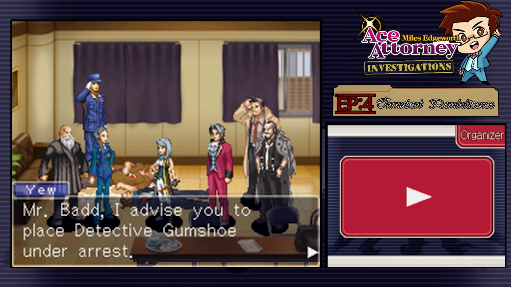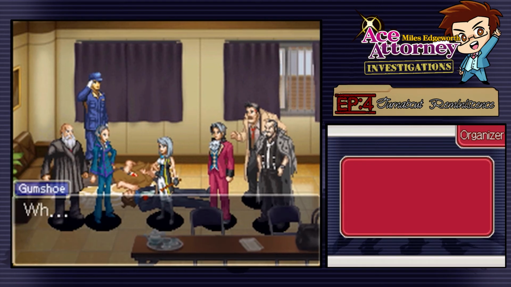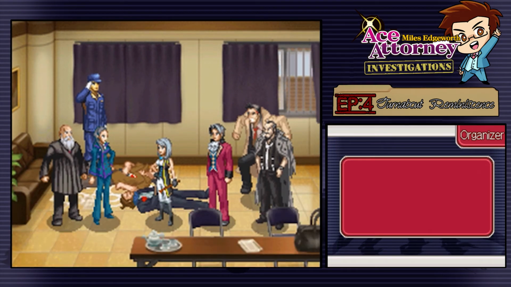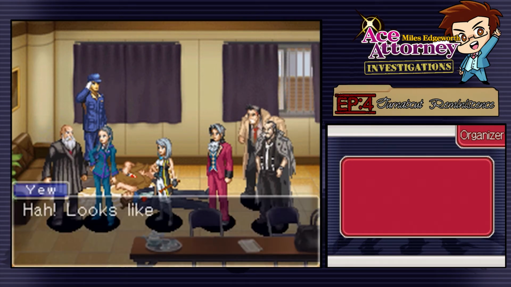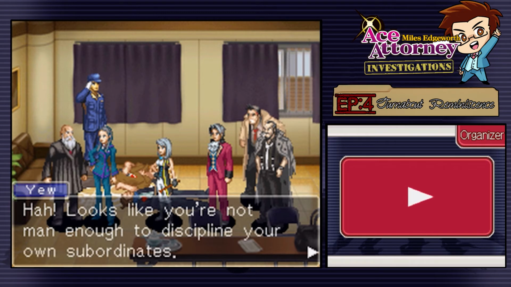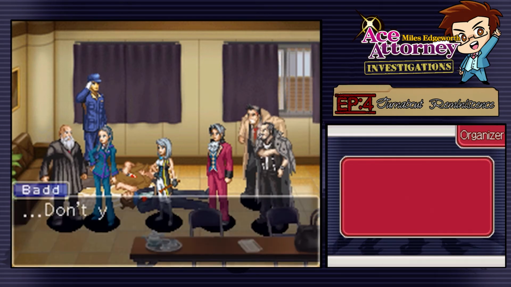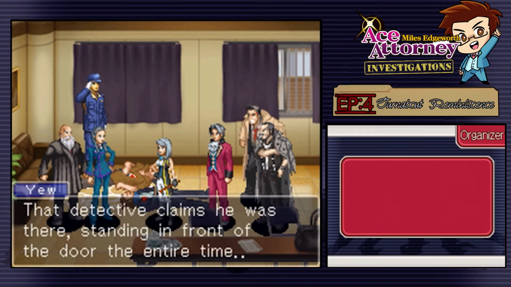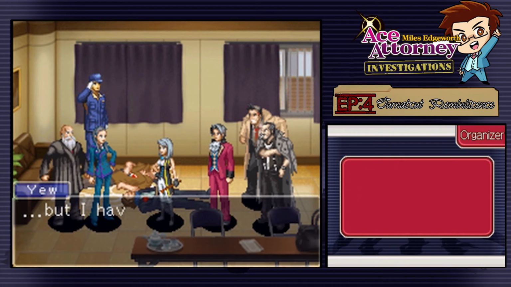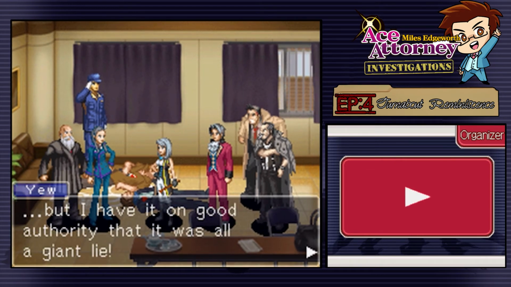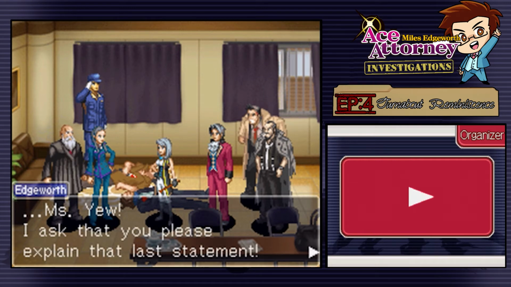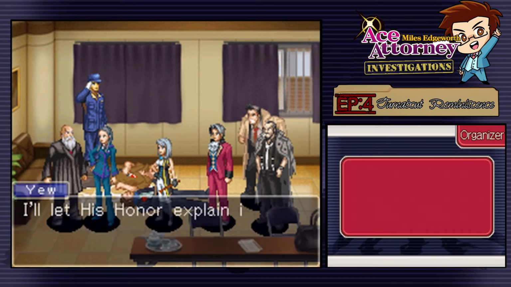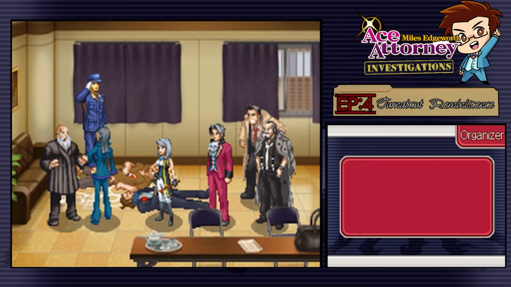Mr. Bad, I advise you to place Detective Gumshoe under arrest. Oh no! What? What's the meaning of this? Ha! Looks like you're not mad enough to discipline your own subordinates. Don't you dare. That detective claims he was there, standing in front of the door the entire time. But I have it on good authority that it was all a giant lie. Miss Yu, I ask that you please explain that last statement. I'll let His Honor explain it himself.